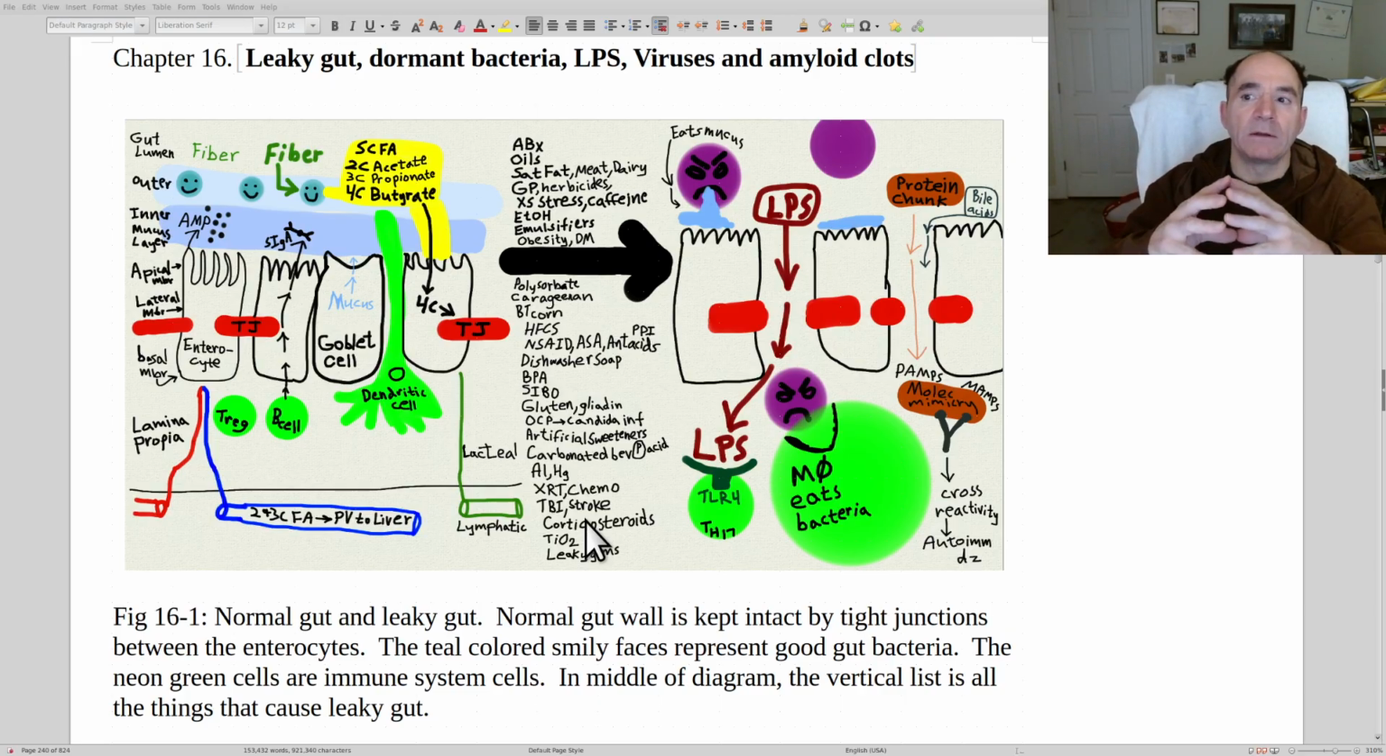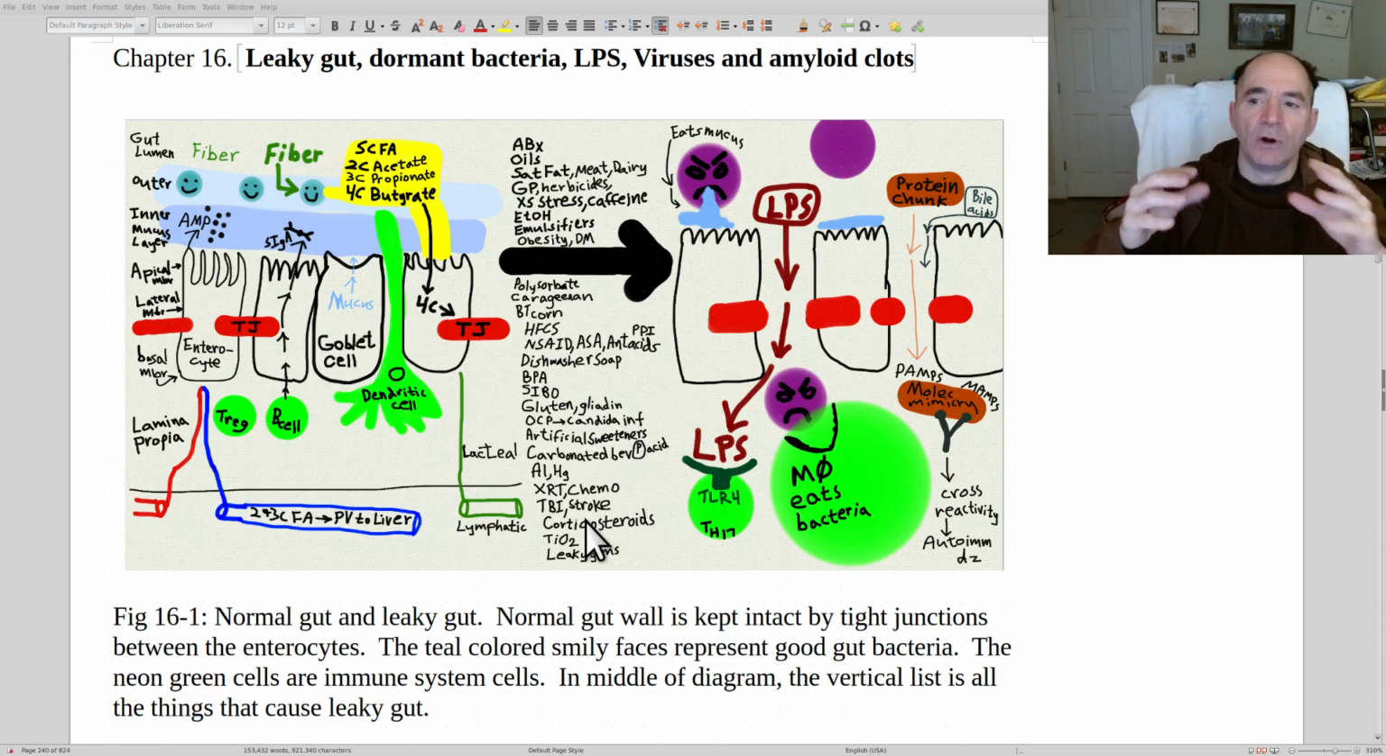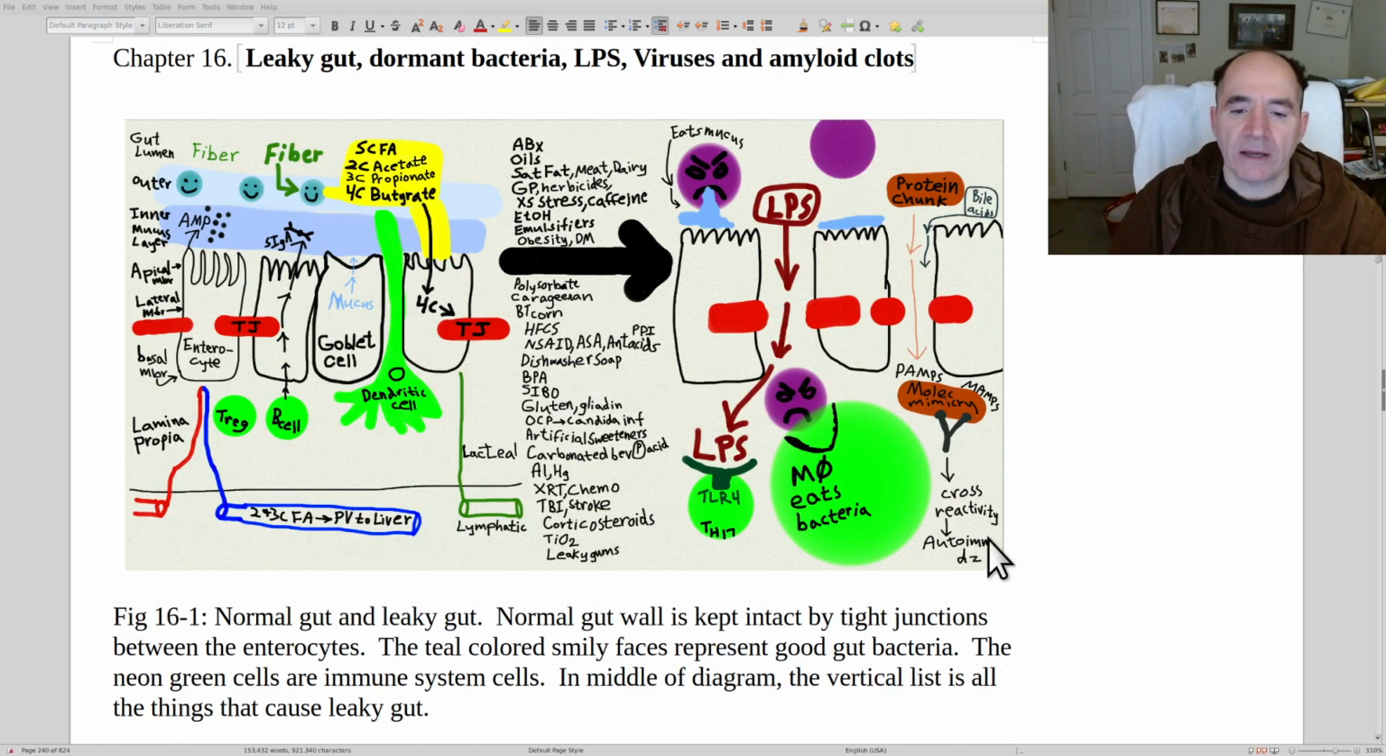And so that brain could go either way. It's dysfunctional, but that could be temporary and it could restore to normal function, or it could go further down the path of destruction and die. So you want to protect that brain, and one of the ways you would do it is having increased fiber in the diet to maintain your tight junctions.